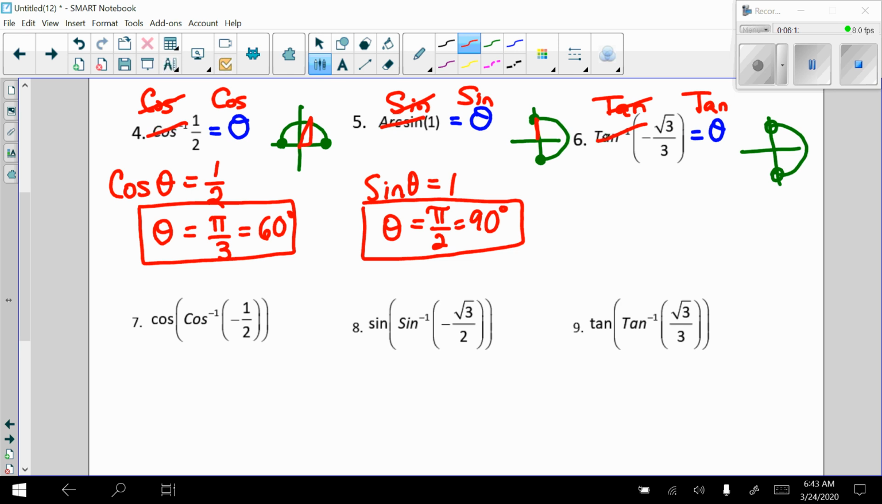Okay, number 6, we cross out tangent and inverse tan. So what we have is, where is the tangent of theta equal to negative root 3 over 3? And again, this all goes right back to the unit circle. Theta equals negative pi over 6, in other words, negative 30 degrees.